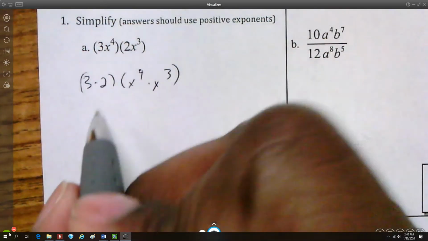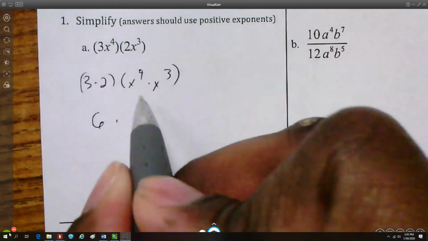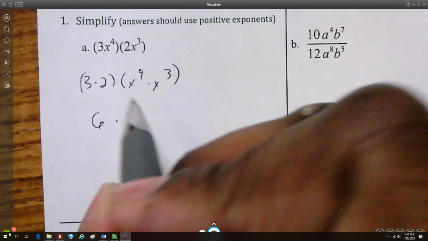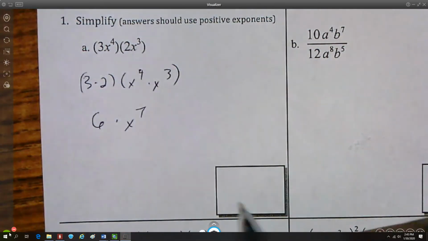2 times 3, you should know that's 6. X to the 4th times x to the 3rd, you should know that's x to the 7th. So our answer is 6x to the 7th power.